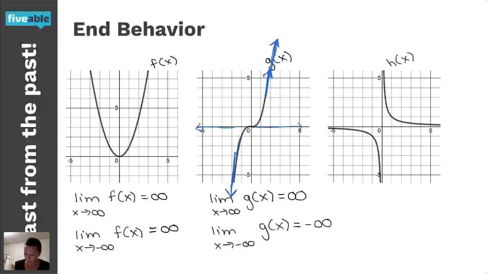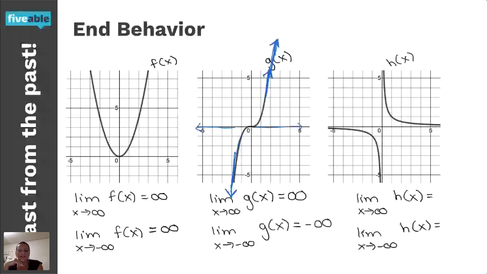All right, I want to know this time the limit as x approaches infinity of h of x and the limit as x approaches negative infinity of h of x. Now, these two are actually going to end up having the same answer. What do you think that solution is? Yeah, great. It's 0.